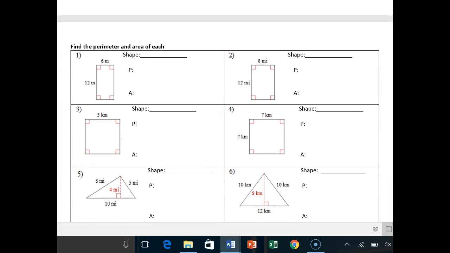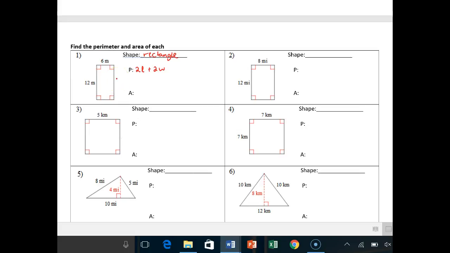I want you to find the perimeter and area of each. So for number one, what type of shape it is, it's a rectangle. So you write down the perimeter formula, which is 2L plus 2W, or 2 times the length plus 2 times the width. And yes, I know in your head some of you are like, well, I could just say, oh, this is 6 plus 6 and 12 plus 12 and get your answer.